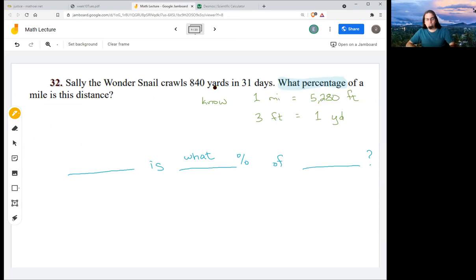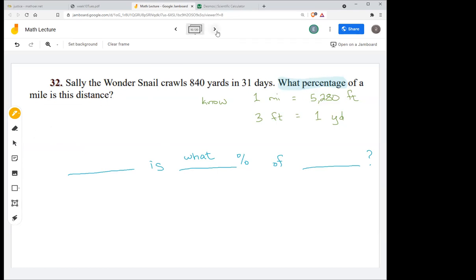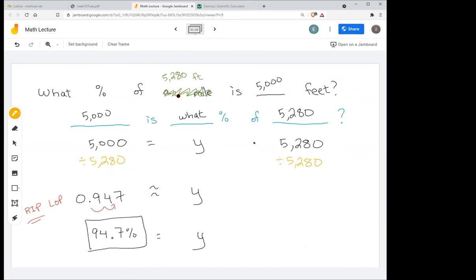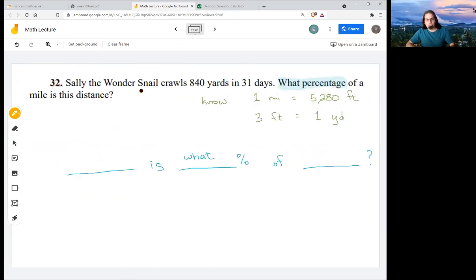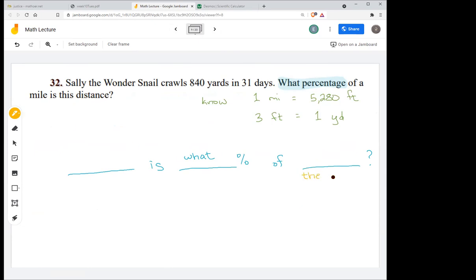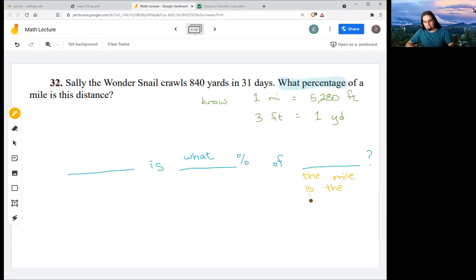I want the percentage of a mile, just like here it was of a mile. So the mile is the whole amount, the baseline for comparison. Would it be 840 is what percent of 5,280? Almost. And I'm not going to write it as a mile. I'm going to write it as 5,280 feet, right? Just like we did in this one.